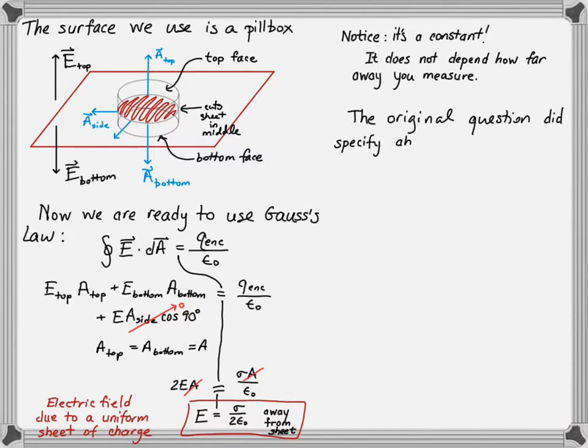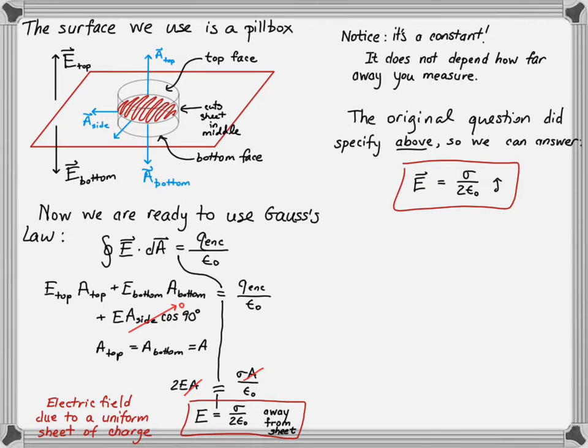The original question did specify a distance h above the sheet, so we can answer with a full vector equation that the electric field at distance h above the sheet is sigma, which is given in the problem, over 2 epsilon naught in the j hat direction. So j hat is our typical straight up, as we already drew.